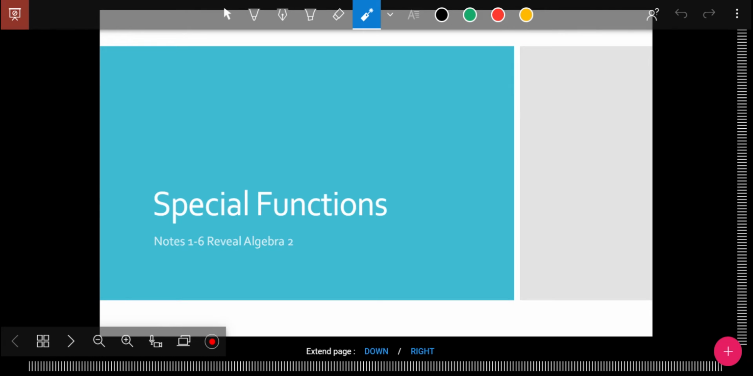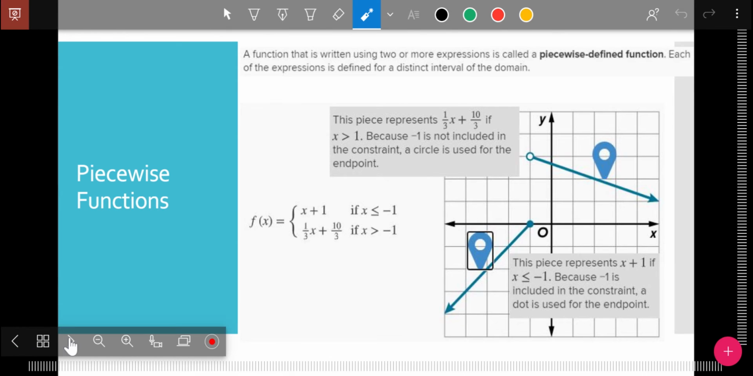Today's lesson is going to be on Reveal, Algebra 2, Module 1, Lesson 6. Special functions. We're going to focus just on piecewise functions for this video. So what is a piecewise function? Think of it as being a combination of functions, all in one.